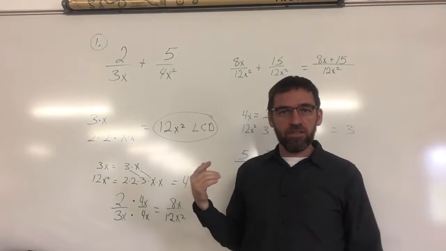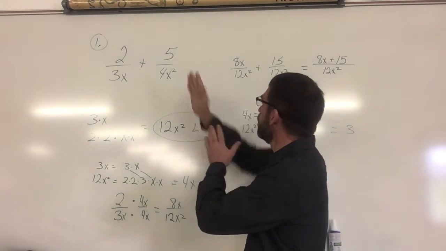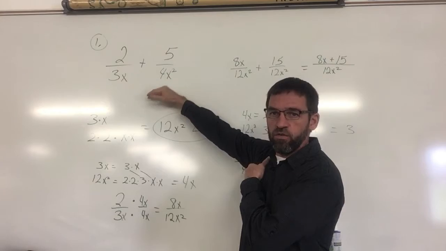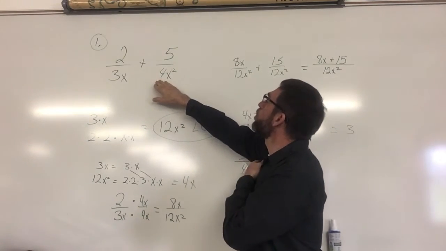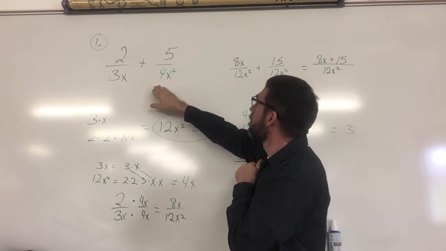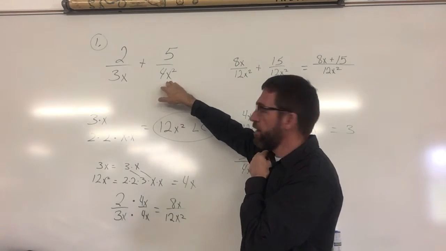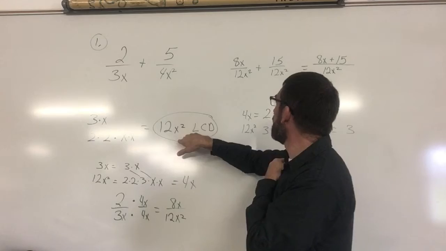Now you'll simply need to repeat this process again with the 4x squared. You cannot use your 4x like you did here. You'll need to use your 4x squared and put it with your least common denominator.